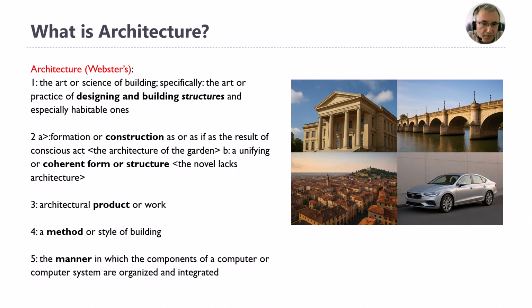Let's start by defining architecture. According to Webster's dictionary, architecture is the art or science of building, particularly the design and construction of structures. However, architecture extends beyond physical structures. It also refers to the organization or construction of any complex system, whether it's a garden, a novel, or a software system.